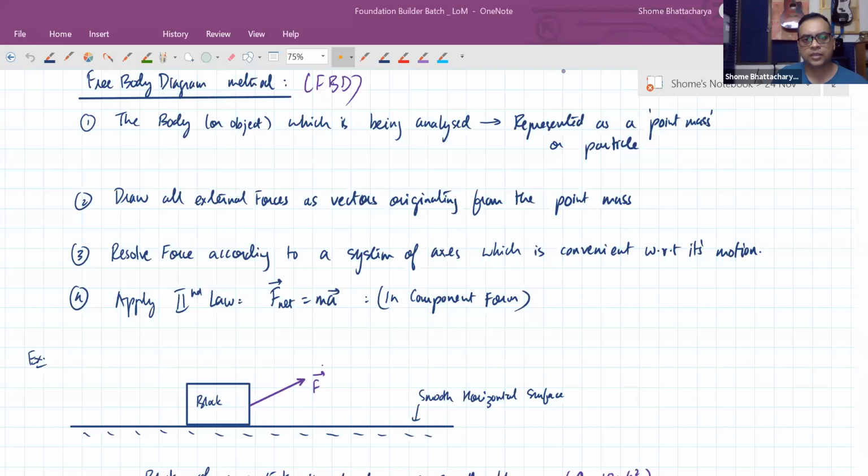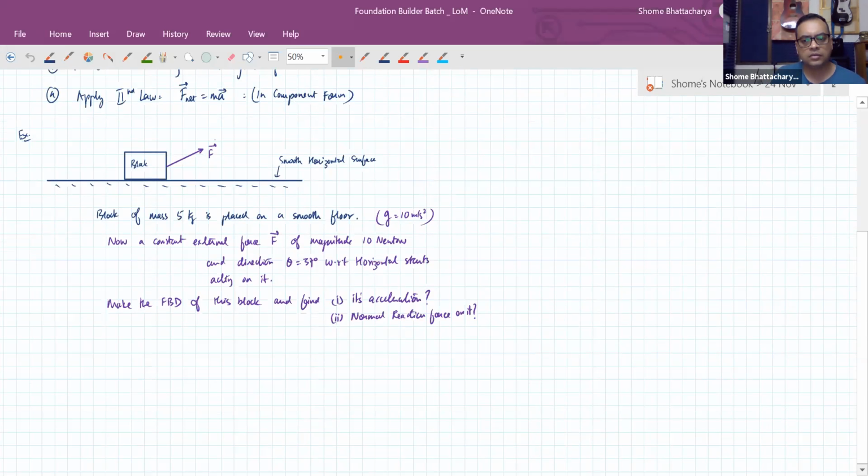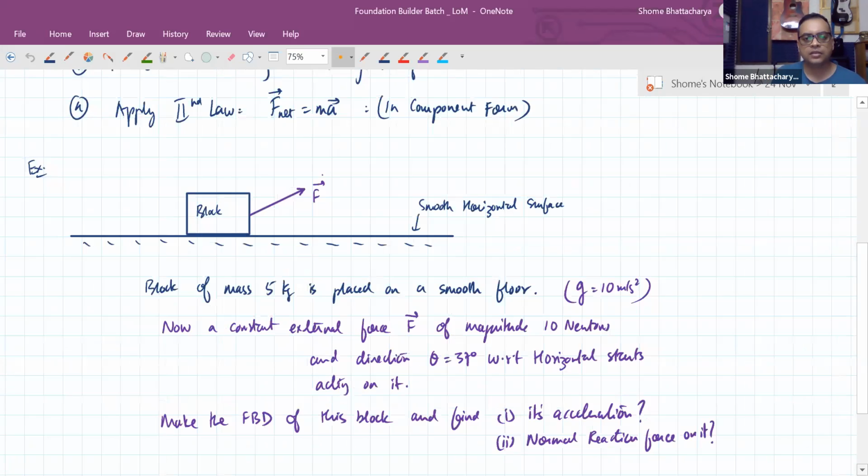Okay, Uday, so 2 meters per second square is the answer you're getting, is it? So let's check. First of all, we have to make the free body diagram to understand how many forces are acting on the body. In fact, we will see that the acceleration will be less than 2 meters per second square. The reason for that will be this, I'll explain.